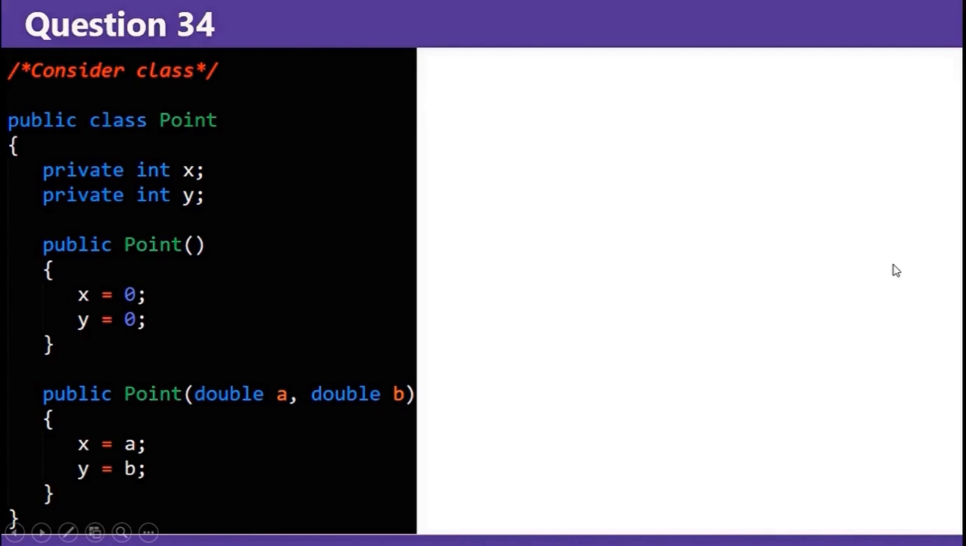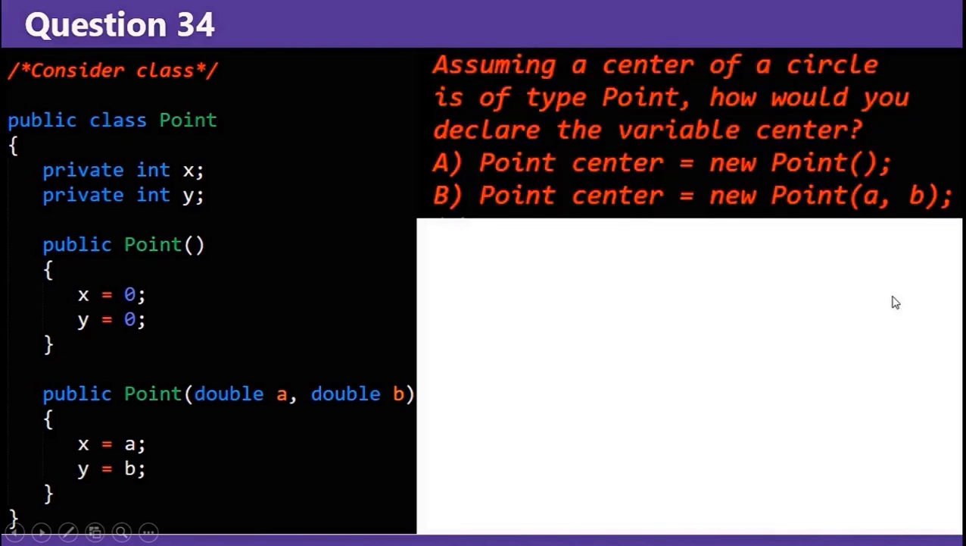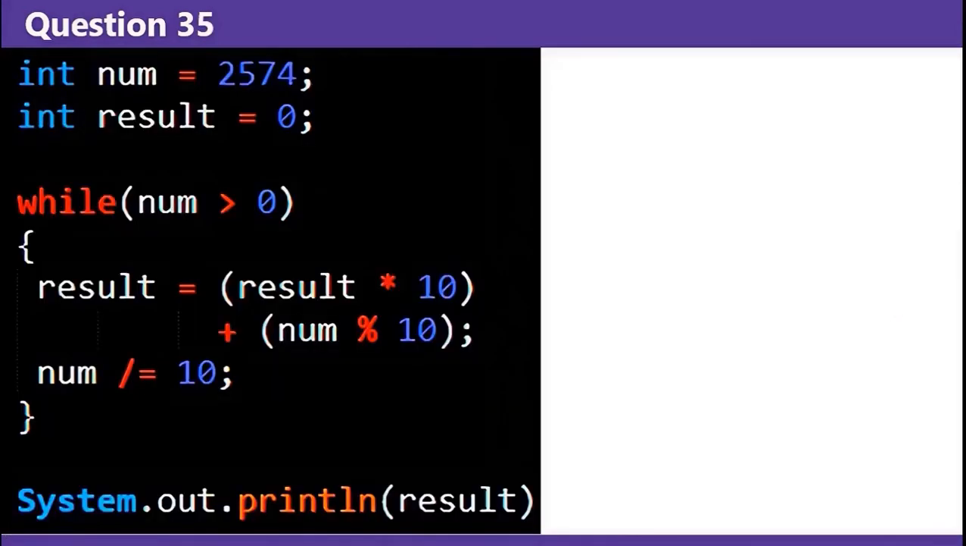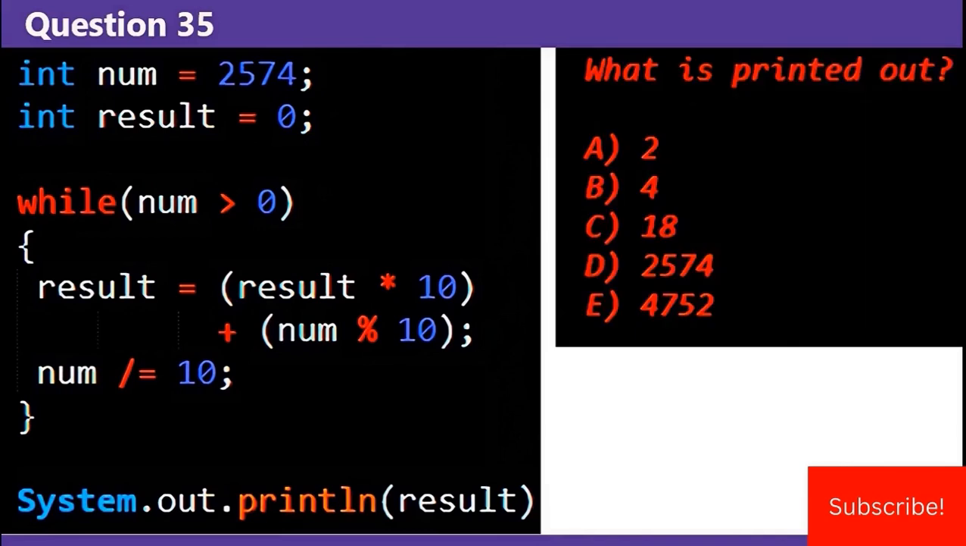Question 34 has a point class. To properly declare the center variable, you would want to be able to specify any values for a and b, so the correct answer is B. Question 35 is a bit of what I would call an unfair question. The only thing this particular thing is testing is if you can do this code mathematically. There's no real trick. Once you plug and chew through the math, you'll find out the answer is E.